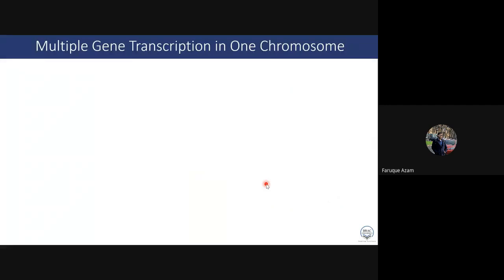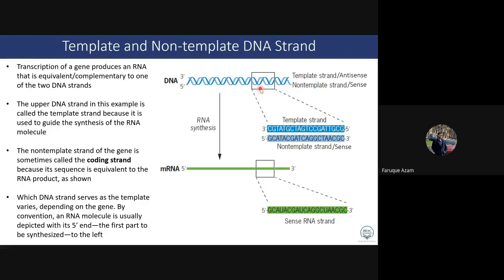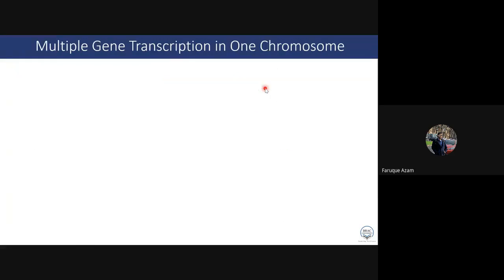Now, if that is the sequence of a chromosome, there could be multiple genes. Here could be one gene, here could be another gene. In the upper strand there could be one gene, and in the lower strand within the same region there could be another gene. In case of multiple genes, the transcription could go in both directions depending on the upper strand or the lower strand.